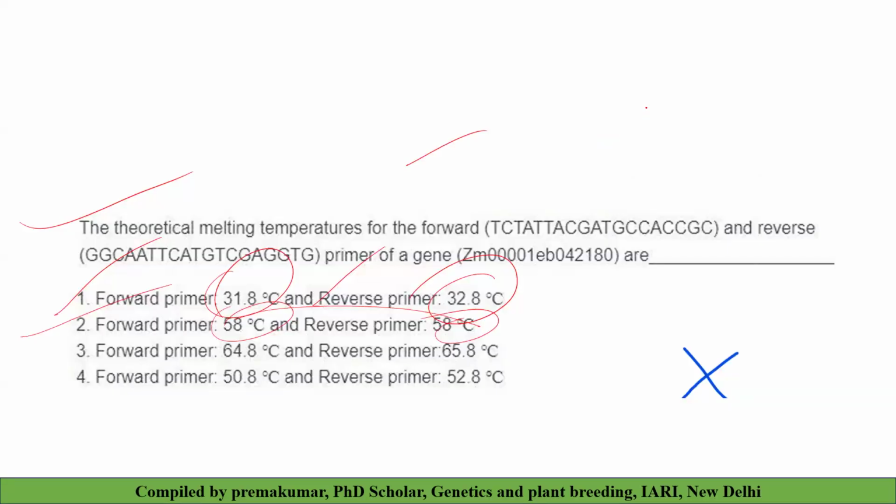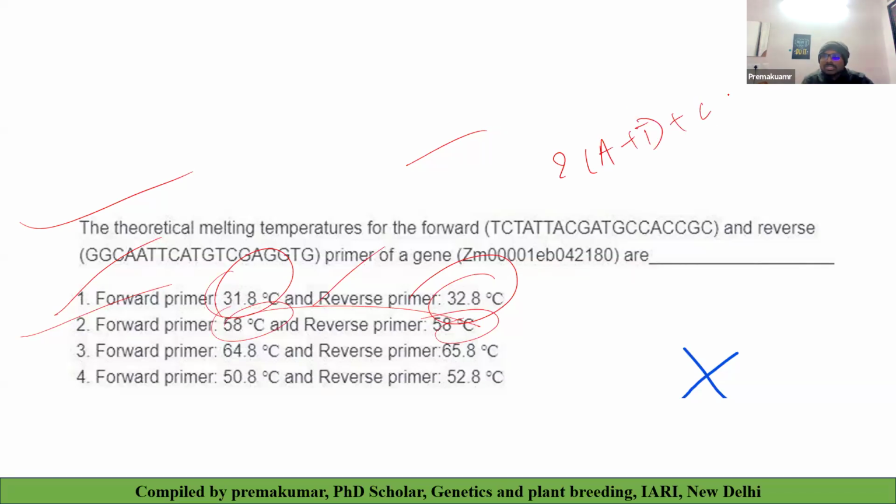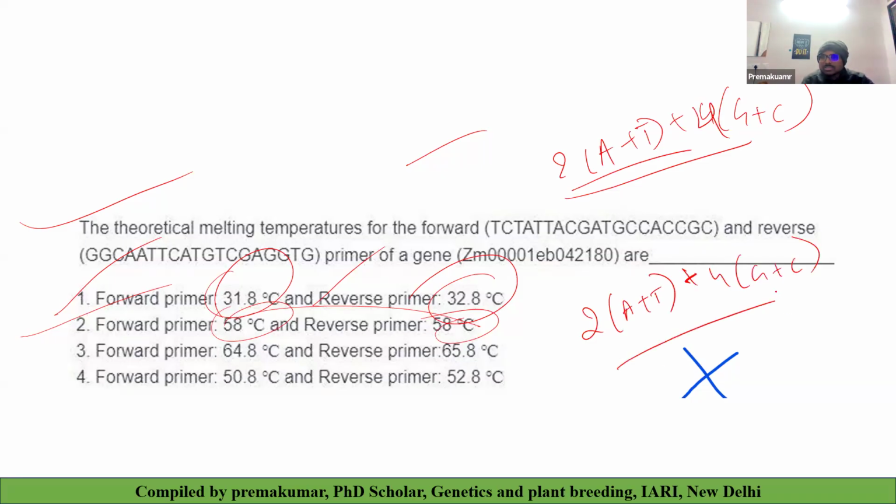There is also a formula which includes GC content, sir. 2 into A plus T plus 4 into G plus C. I think this is the formula. This one formula is there. It will give the melting temperature.